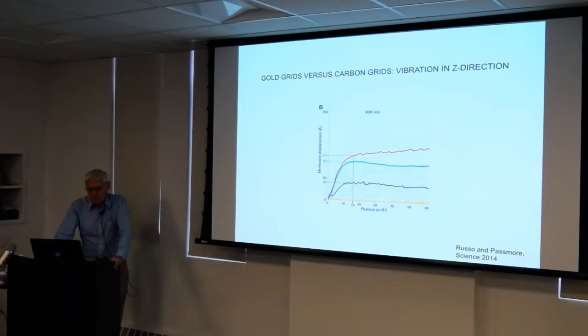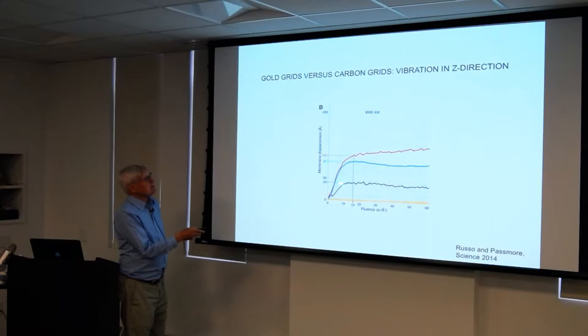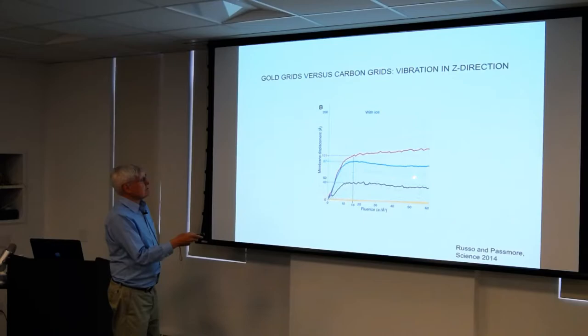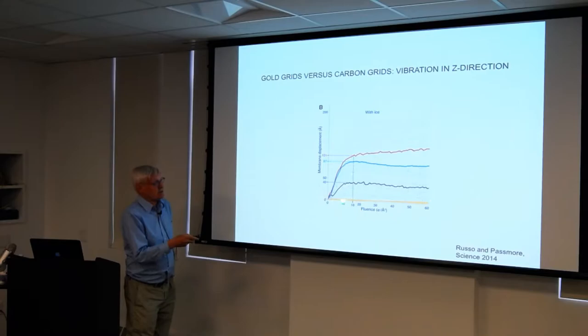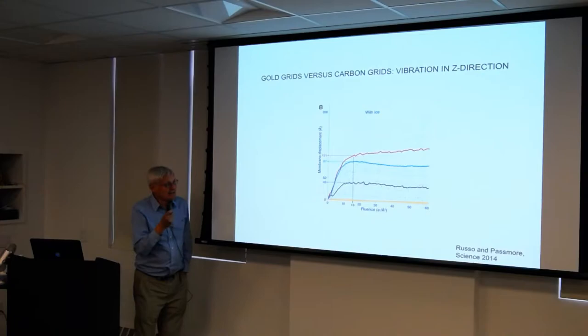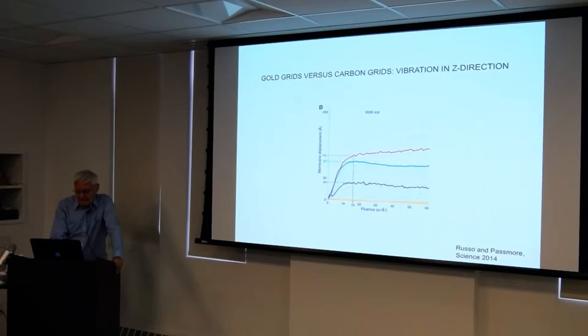So here, these are typical curves that you get with carbon, and down here is the line for gold. Okay, this is the factor of 50, very inventive. So a 50-fold reduction in the z dimension.